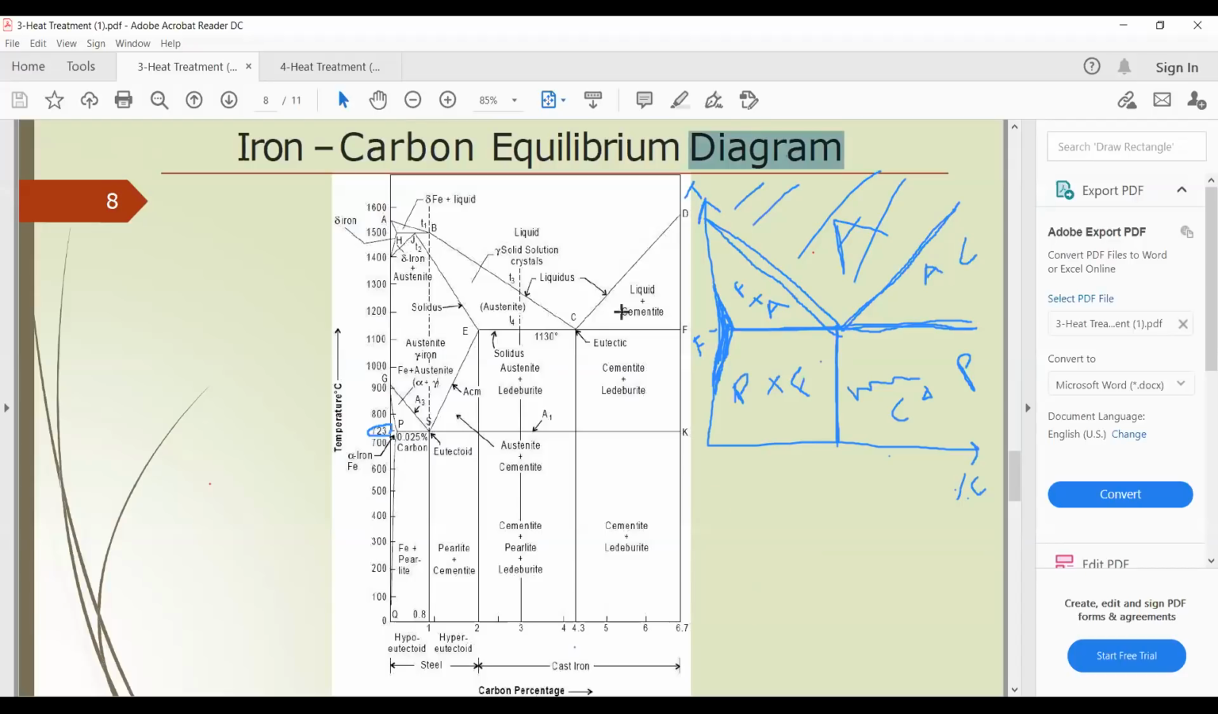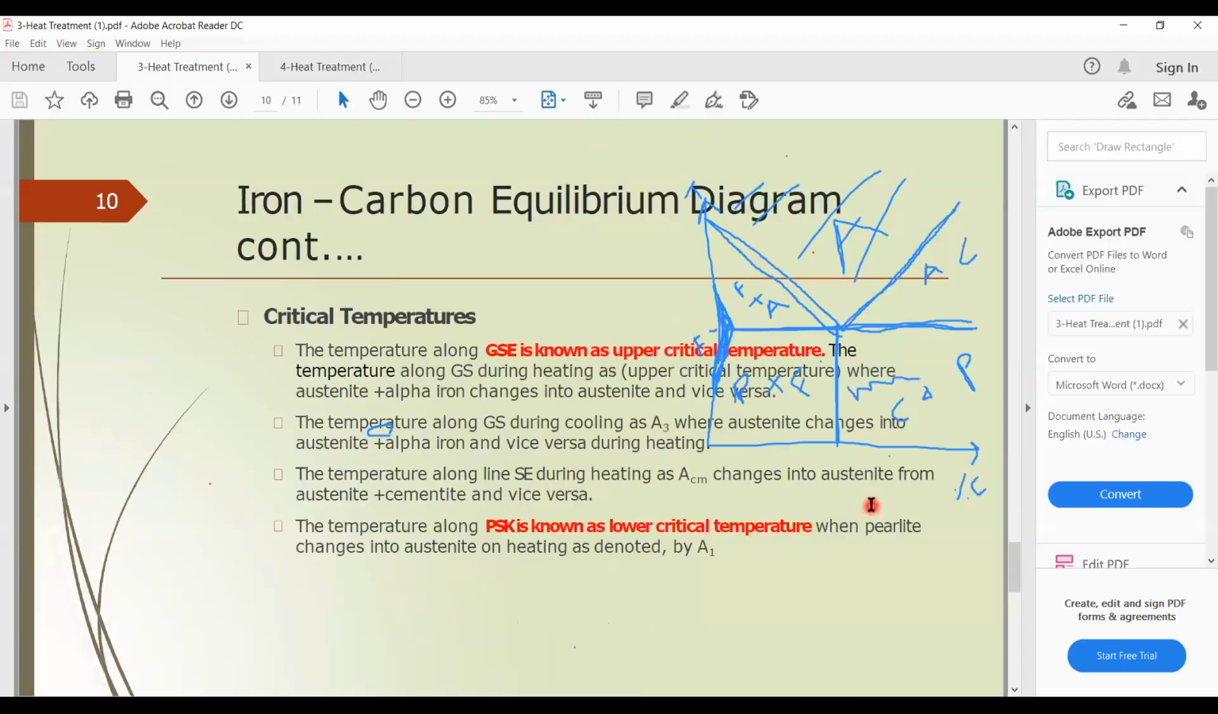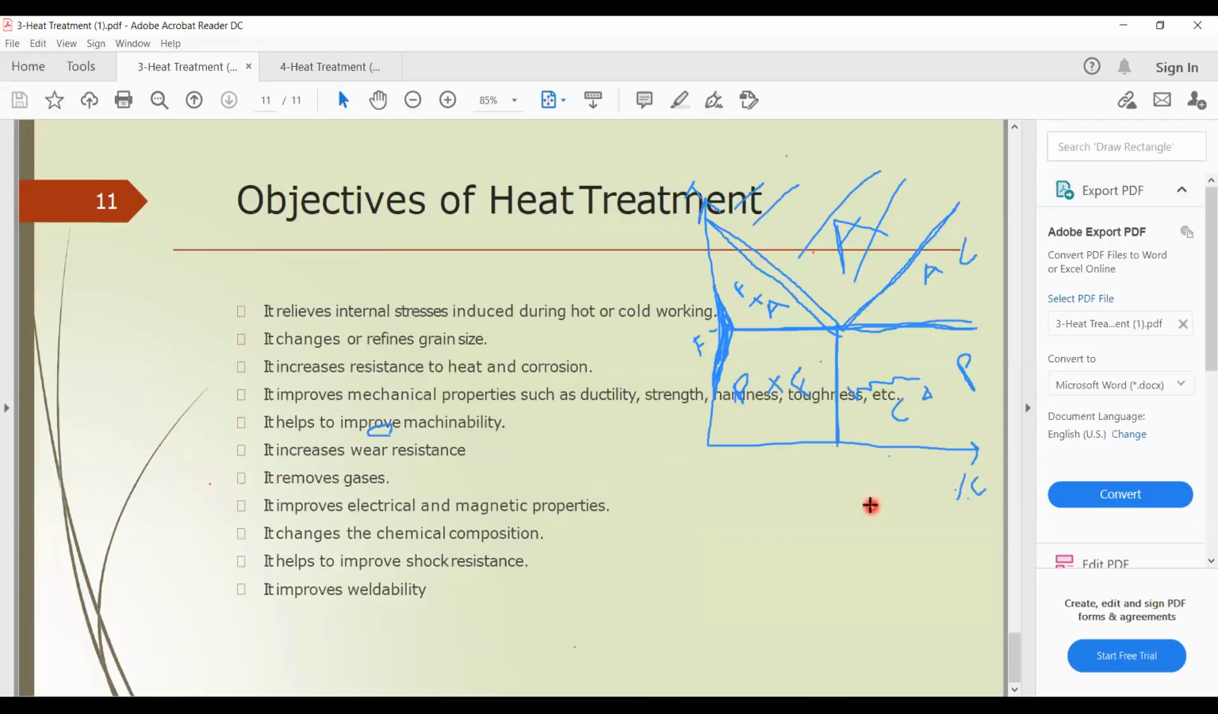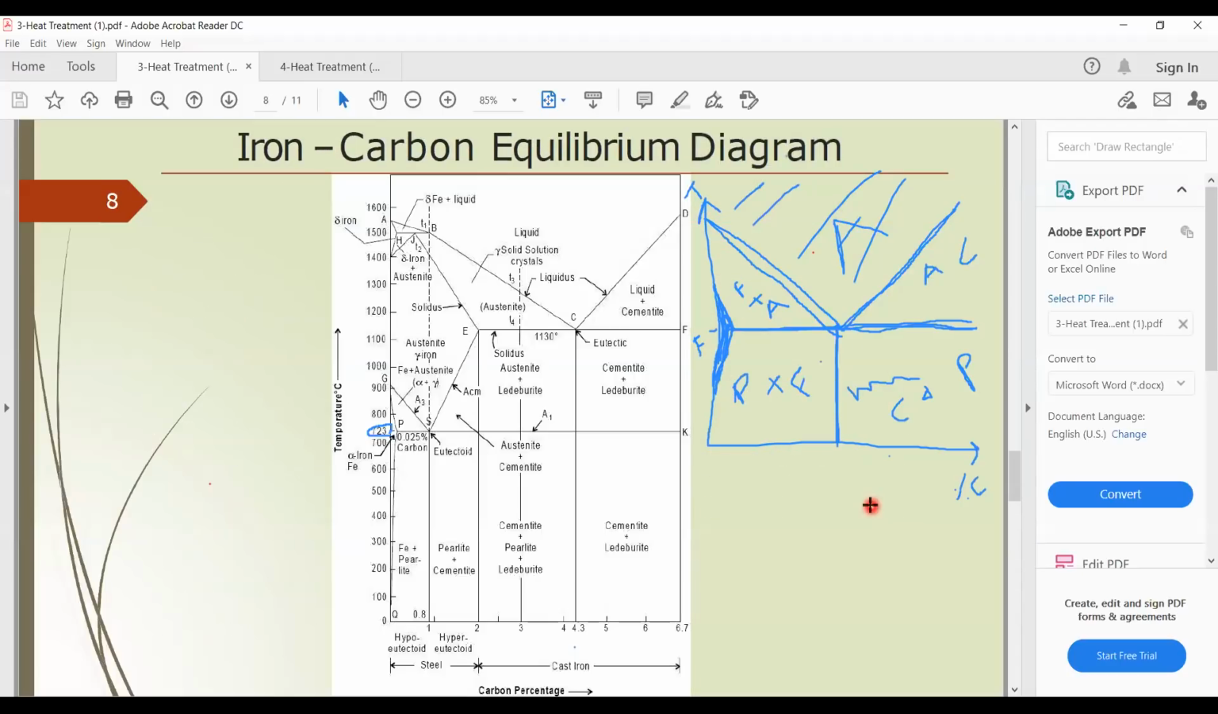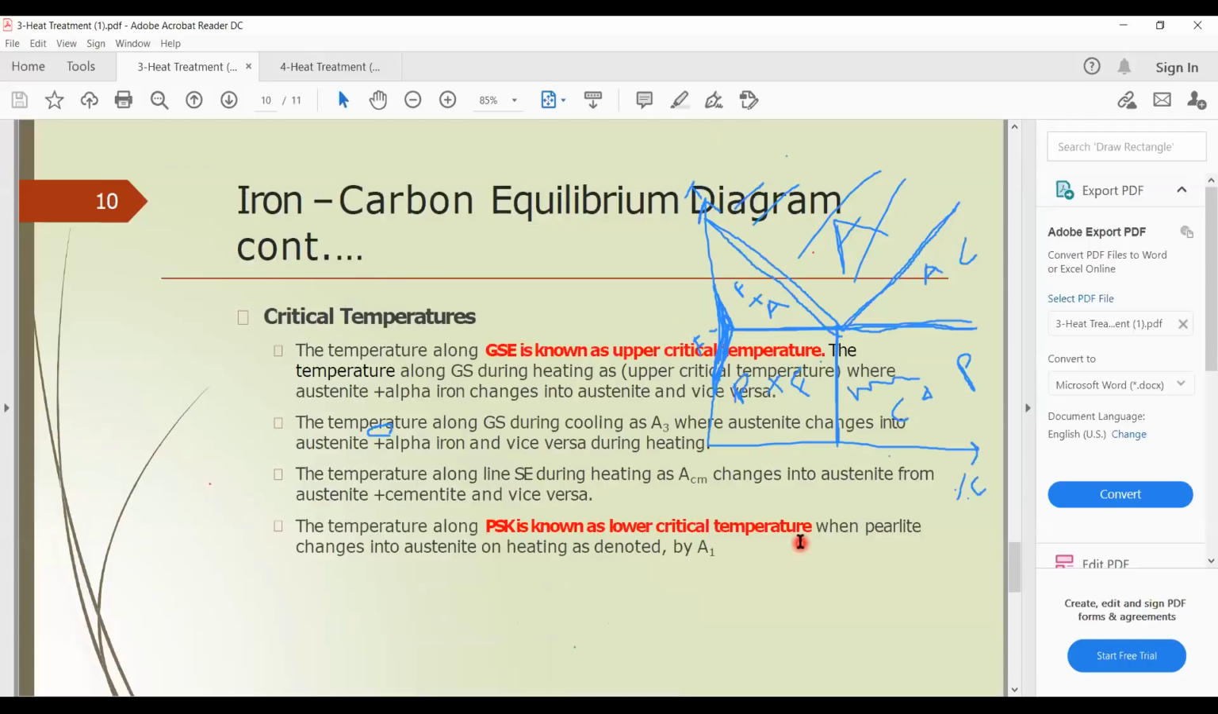Do you have any doubts? Okay, then we'll move to the next slide.